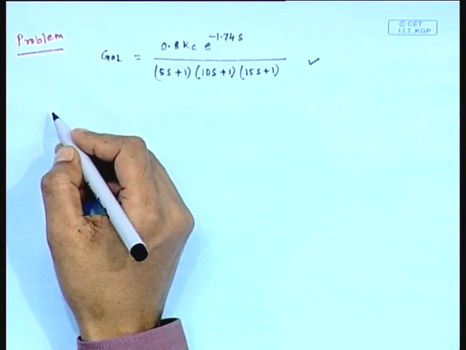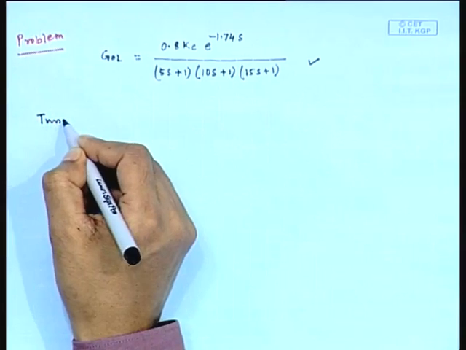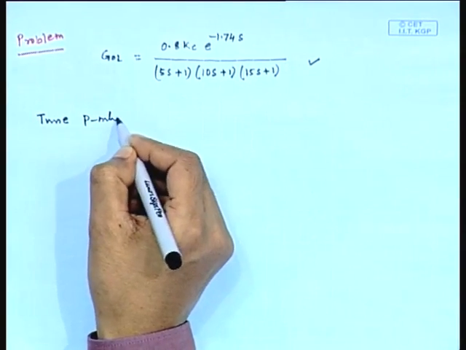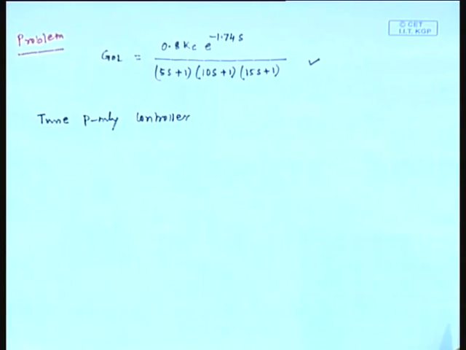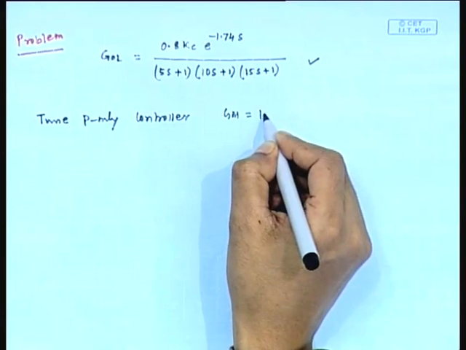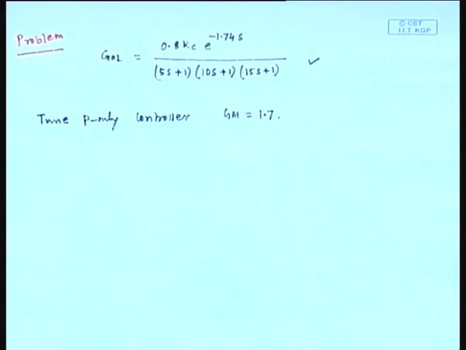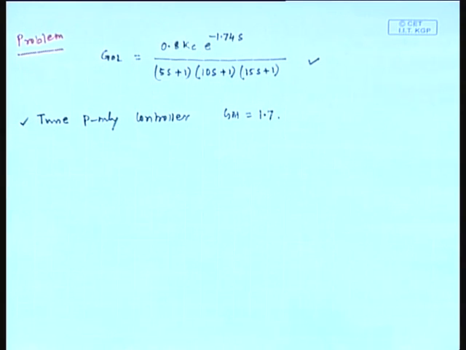Now, we want to tune the P only controller, taking gain margin equal to 1.7. Tune the P only controller, I mean find the Kc value considering gain margin equal to 1.7.